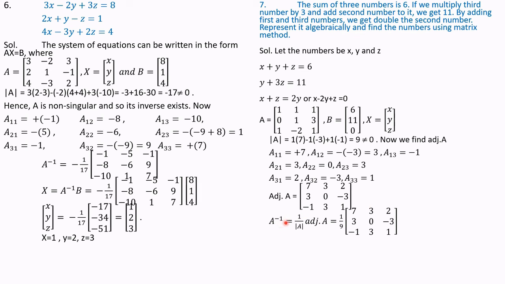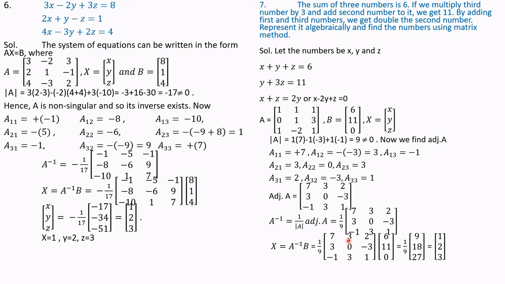Therefore, A inverse is adjoint A divided by determinant A. It is the matrix 7, 3, 2; 3, 0, 3; minus 1, minus 3, 1, divided by 9. We have found the determinant value as 9. Therefore, X is equal to A inverse B. A inverse is 1 by 9 into that matrix, multiplied by 6, 11, 0.